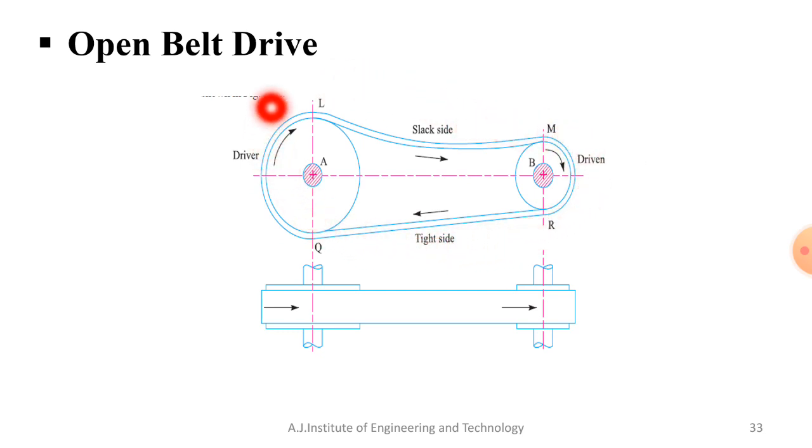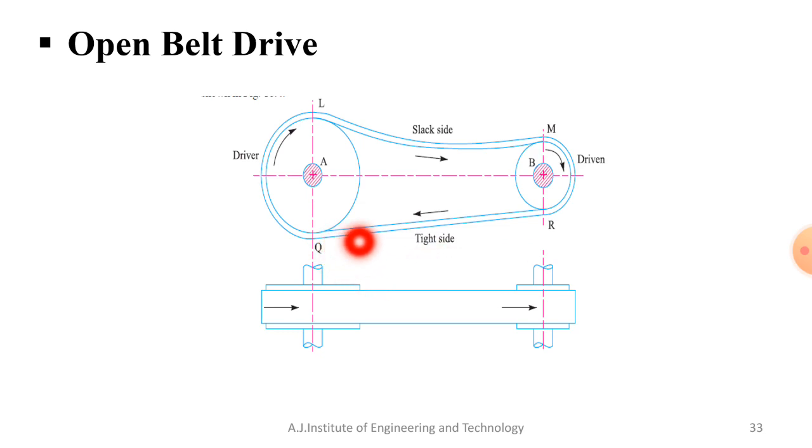So a belt is always subjected to two types of tension. Usually we call one the slack side tension, and the other the tight side tension. That is very important. Tight side, as the name implies, is where the tension will be maximum, on this side. The side having minimum tension compared to the tight side is called the slack side tension. Always in an open belt drive, the tight side will be at the bottom side.